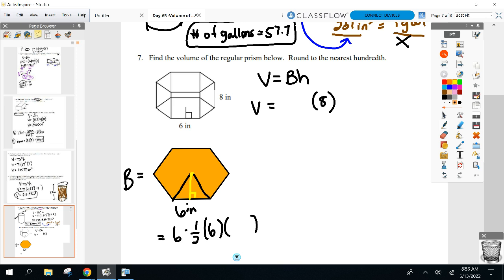Again, don't use 6. That height cuts it in half, so we're going to use 3 here. What's this top angle here? 30. It bisects the 60. So I'm given the shorter leg, got to find the longer leg. What do you got for me? 3 radical 3. Let's go there.